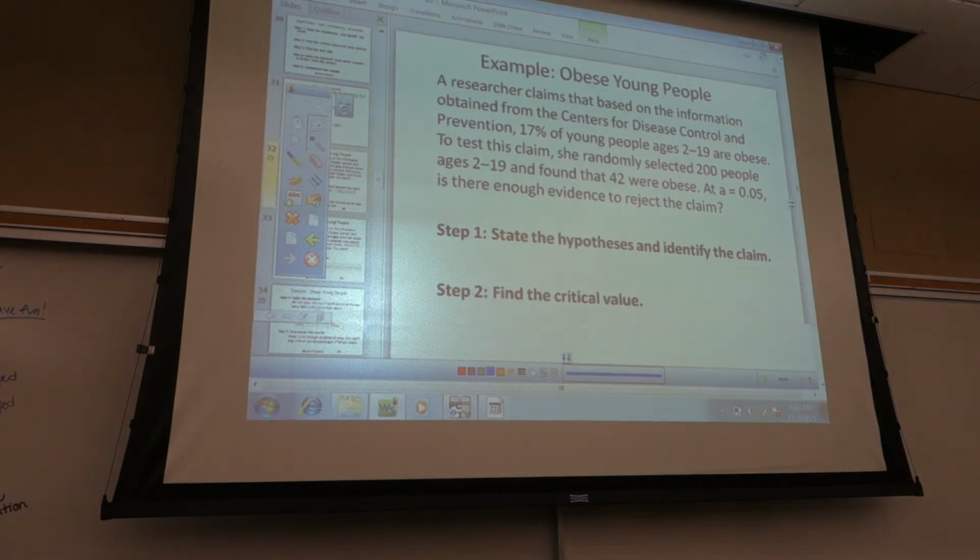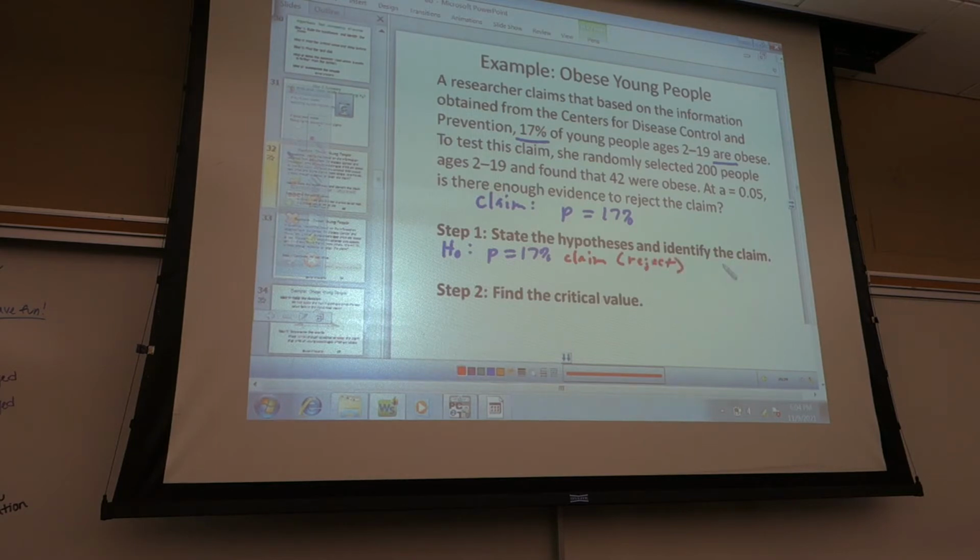Great. Perfect. So first thing is to figure out what my claim is. So what's my claim? The researcher claims that 17% are obese. The proportion is 17%. So my claim is that p equals 17%. Everybody good with that part? Yeah. So H naught is always, always, always what? Equals. So it's going to be that p equals 17%. Since that's also my claim, I'm going to write claim next to it, and in parentheses, I'm going to write the word reject.